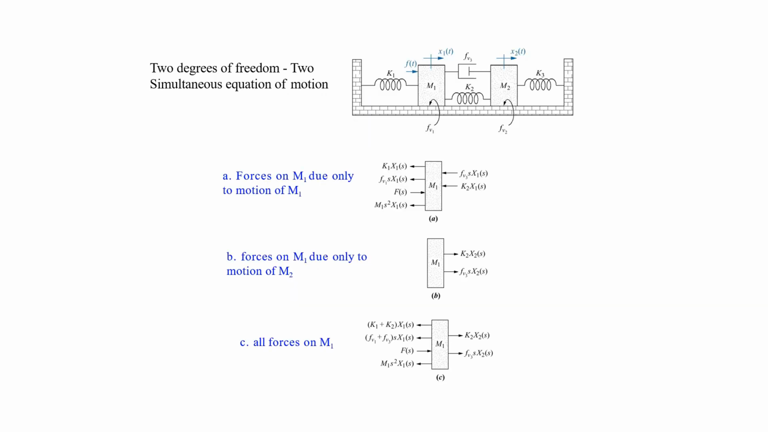As in this example, we have 2 points of motion. So it means that we will have 2 degrees of freedom. And we know that the degrees of freedom will be equal to how many simultaneous equations we will get. So in this case, we have 2 degrees of freedom, so we will get 2 simultaneous equations of motion.